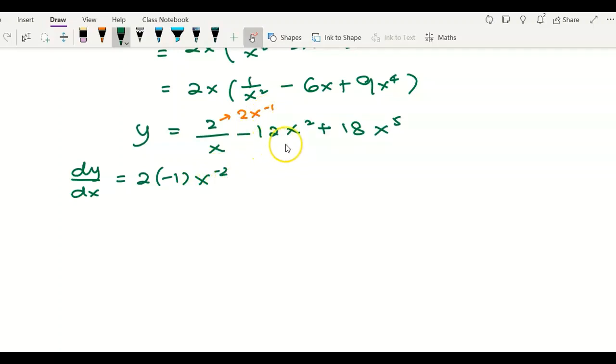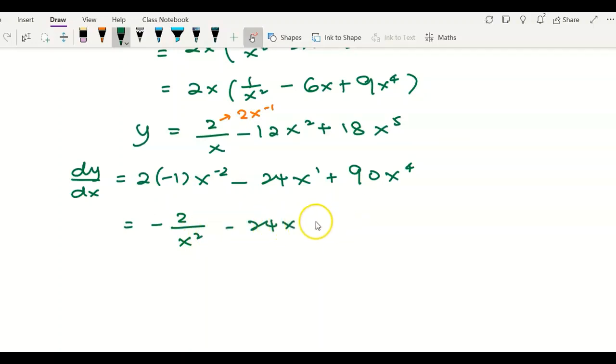To differentiate the second term, you bring the 2 over multiplied by 12, you get negative 24x to the power of 1, because the power of 2 minus 1 is 1. And lastly, you bring the 5 over to multiply by 18, you get 90x to the power of 4. Then simplify the whole answer. You get negative 2 over x squared minus 24x plus 90x to the power of 4.